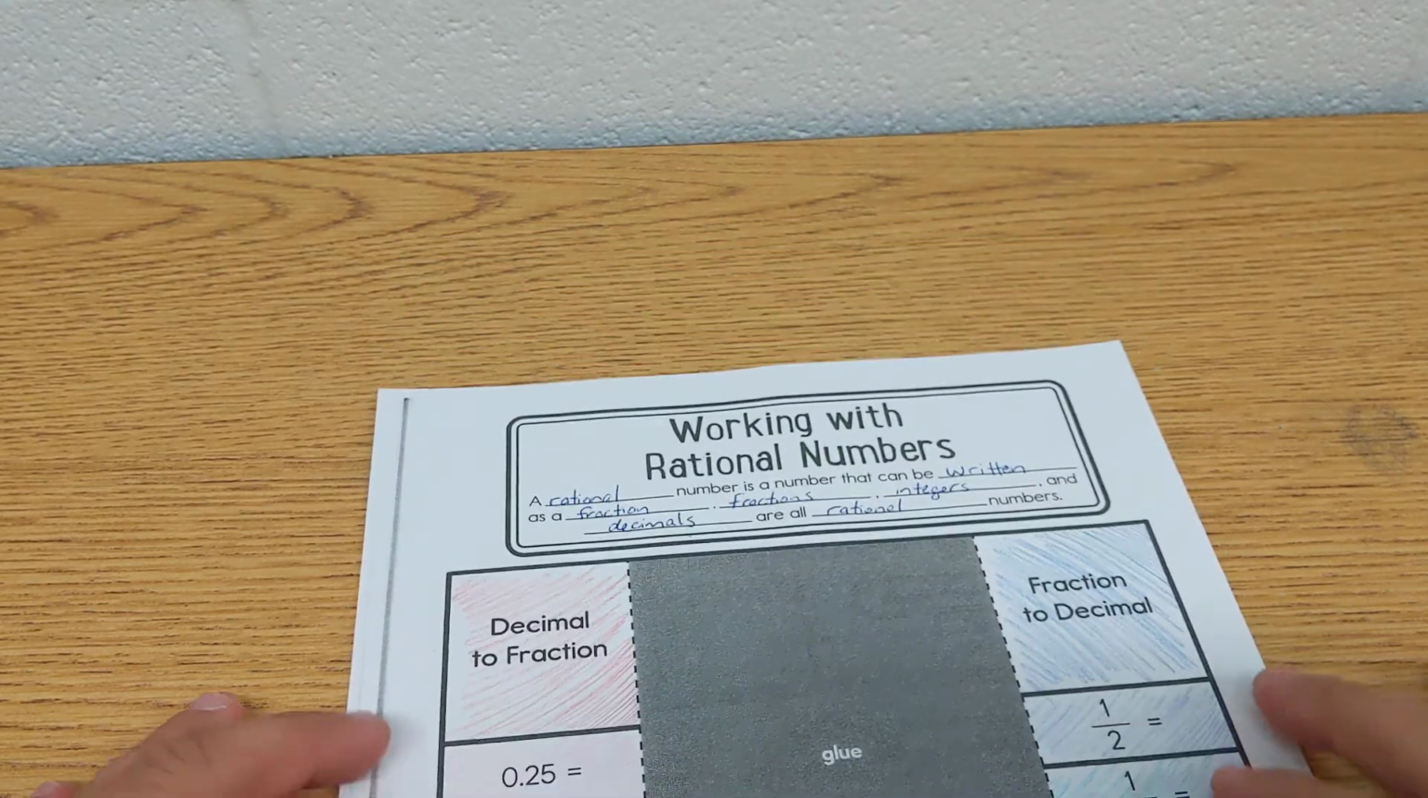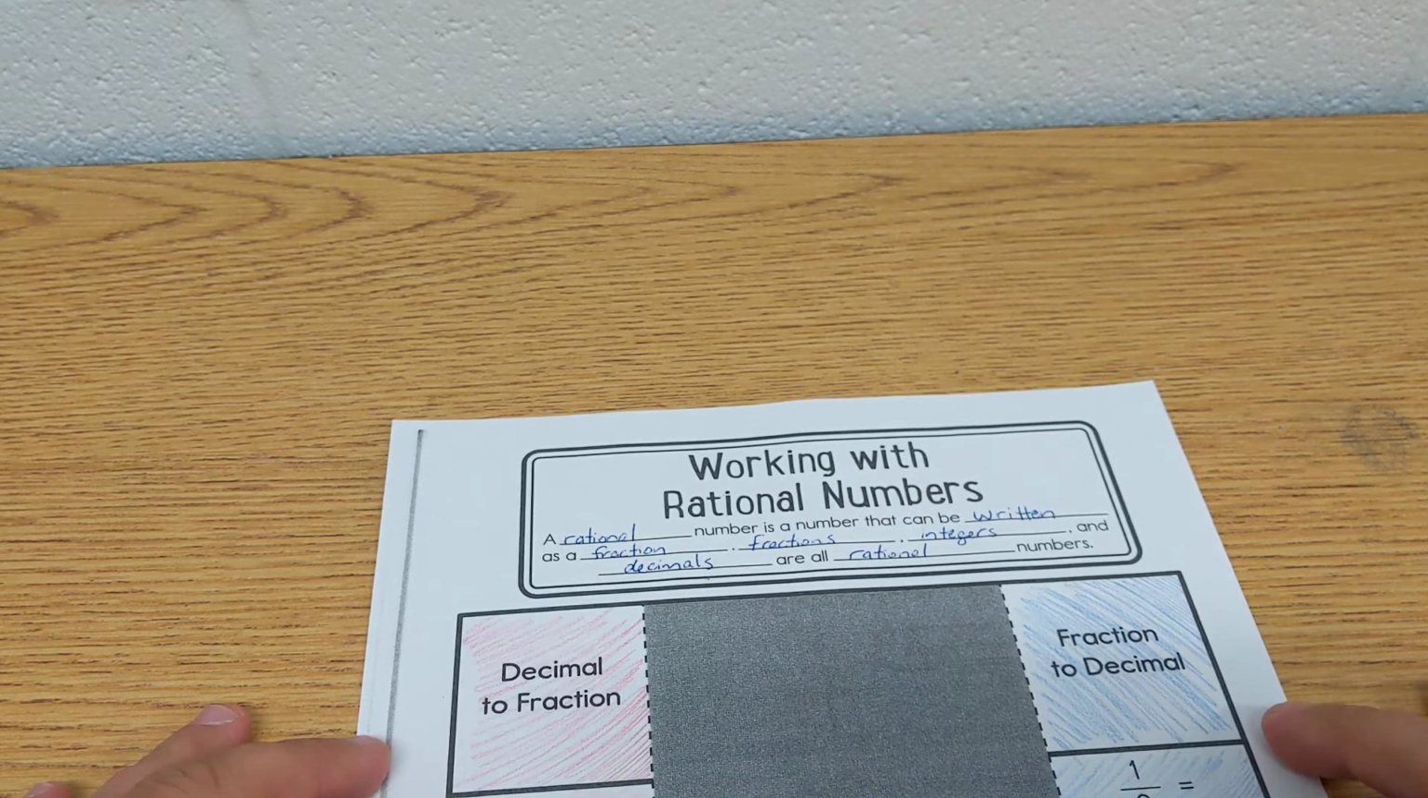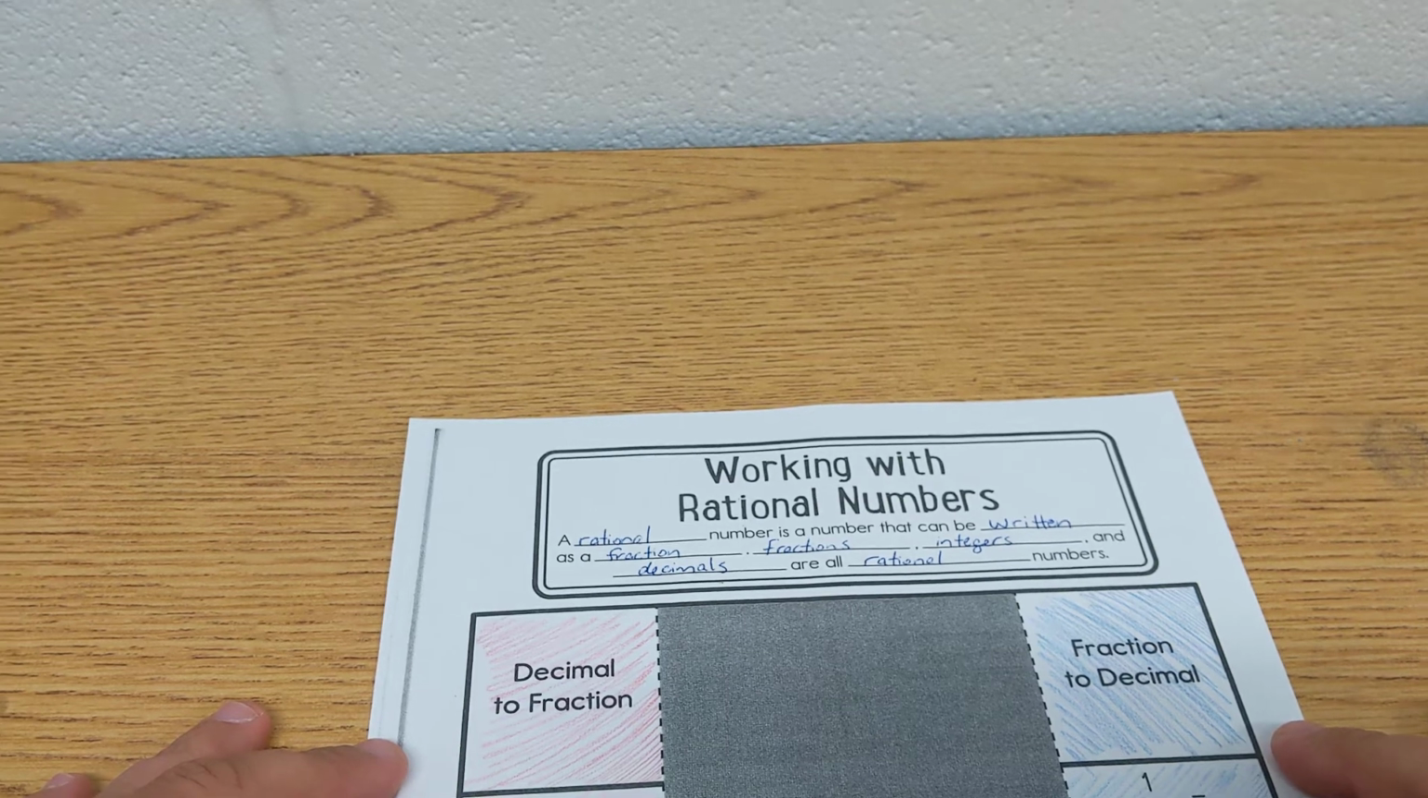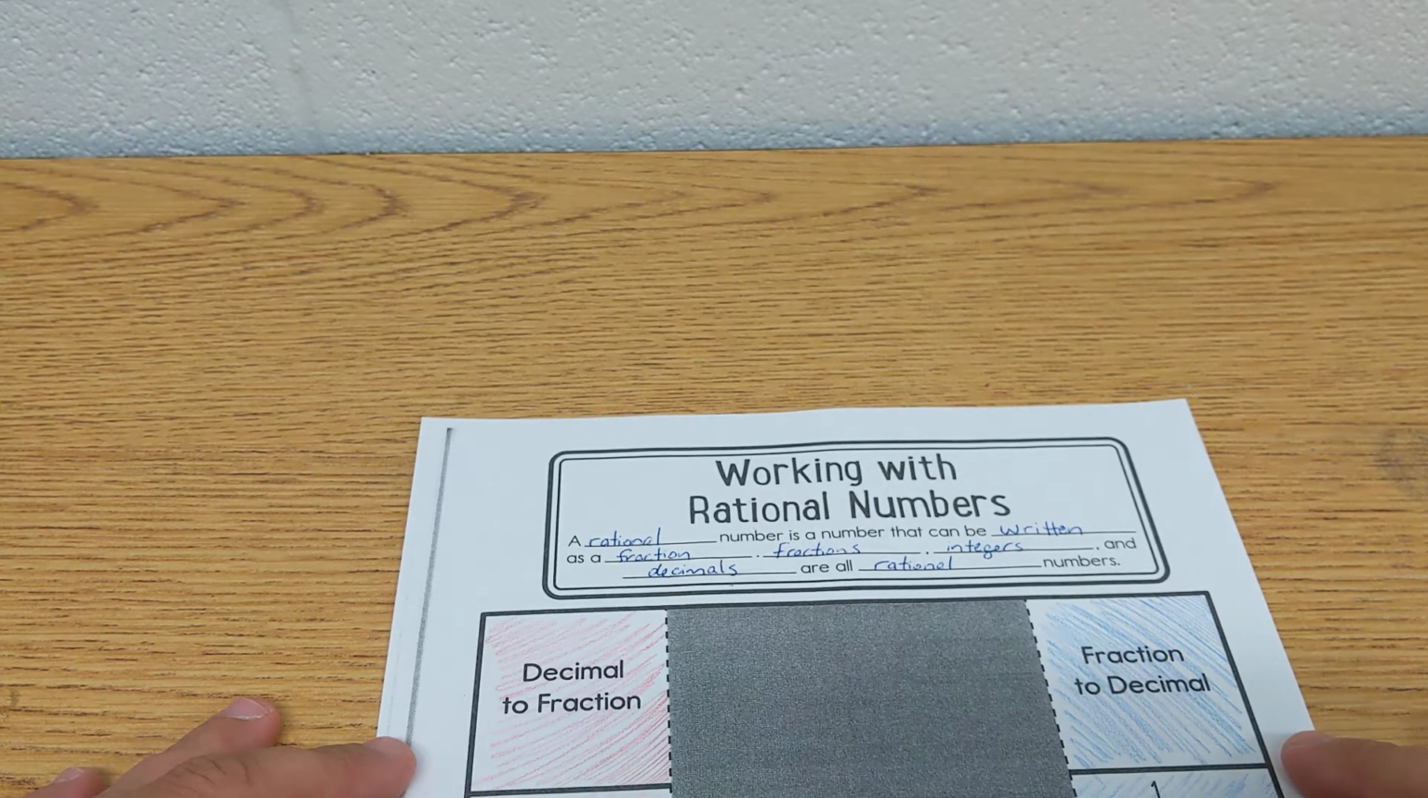Let's start at the header. Working with rational numbers. A rational number is a number that can be written as a fraction. So that's any number that can be written as a fraction. Fractions, integers, and decimals are all rational numbers. We've already talked about integers, and we know integers are positive and negative whole numbers. Then a fraction, we'll see what a fraction is, and we know what decimals are as well.